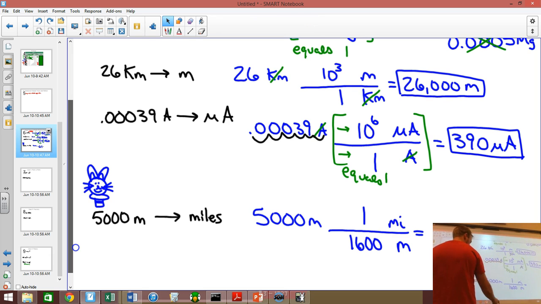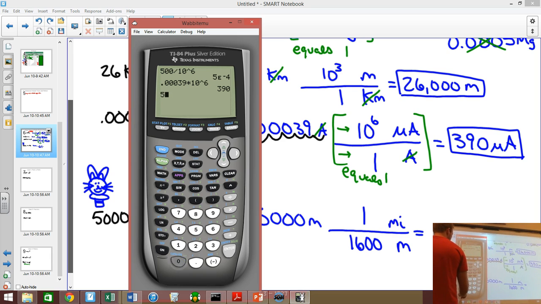So you multiply everything on the top, 5,000. Divide by everything on the bottom, 1,600. You get 3.125. That's where it's 3.1 miles. You all knew that if you ran cross country.